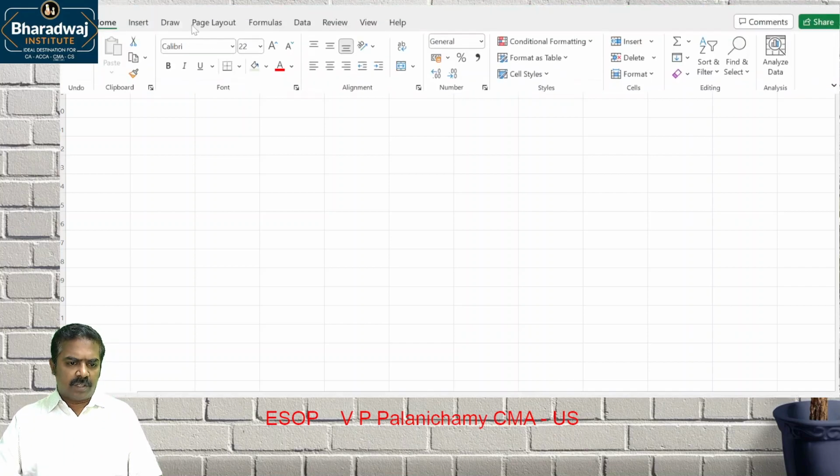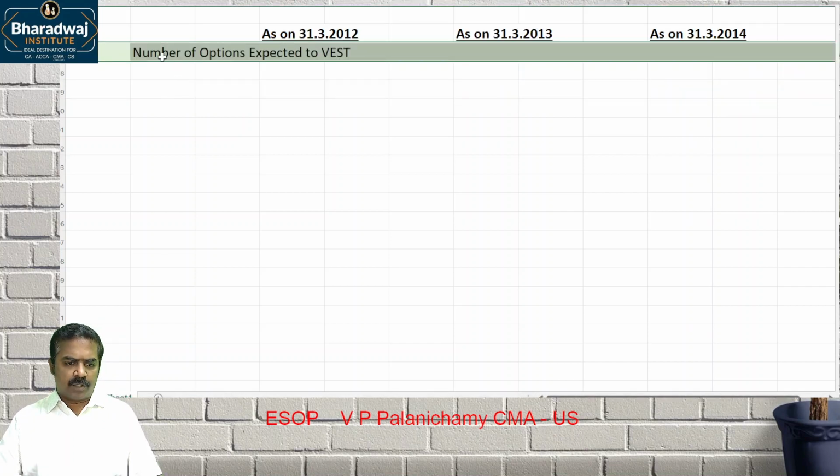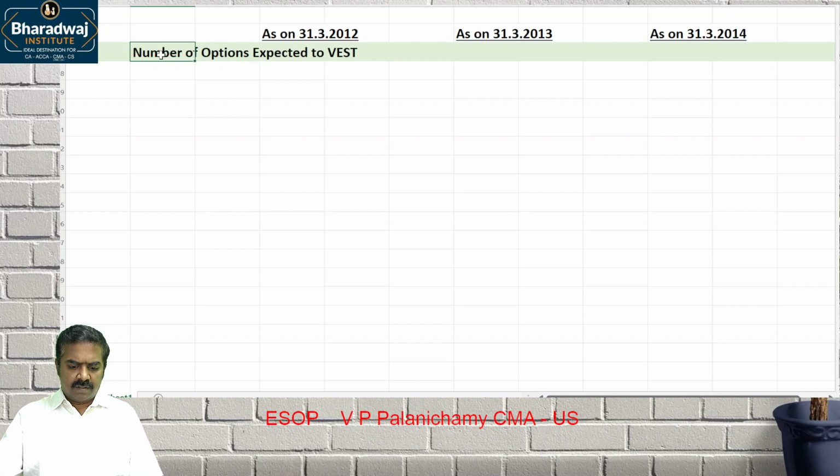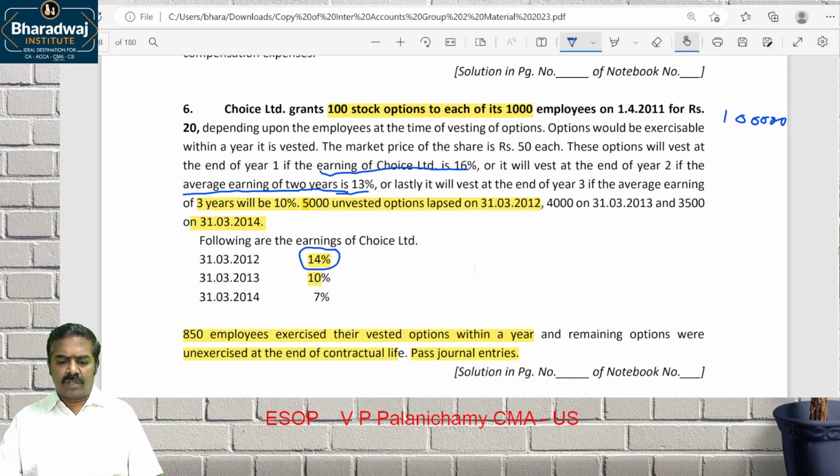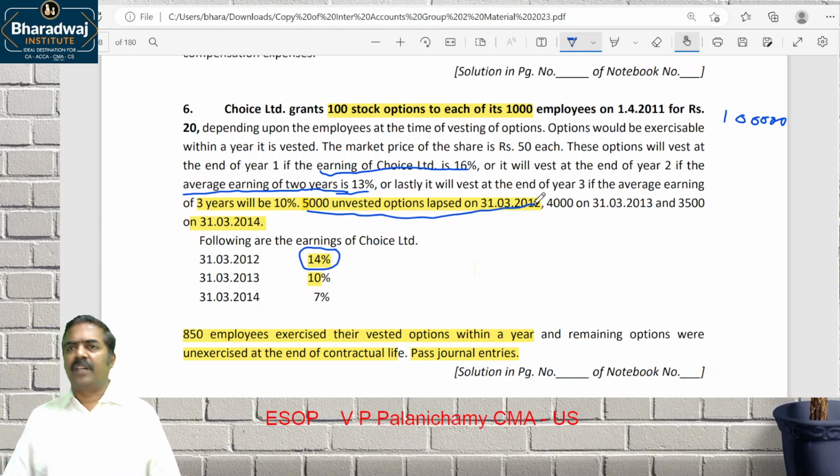Let me work out the number of options expected to vest. How many options are granted? 1000 into 100, 1 lakh options. But look at the question. On 31st March 2012, how many unvested options lapsed? While creating the provision itself, you know that 5,000 options lapsed.